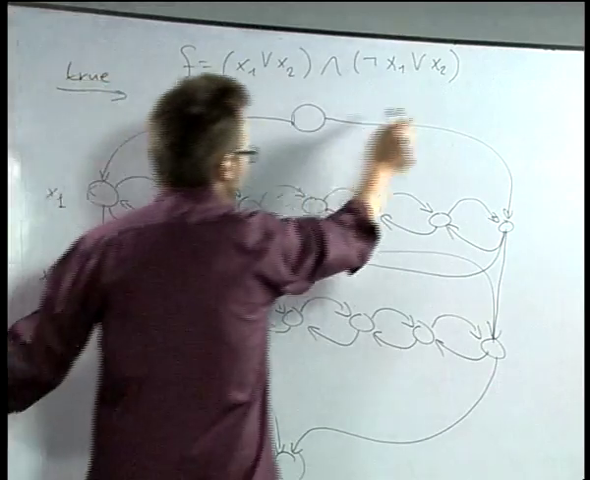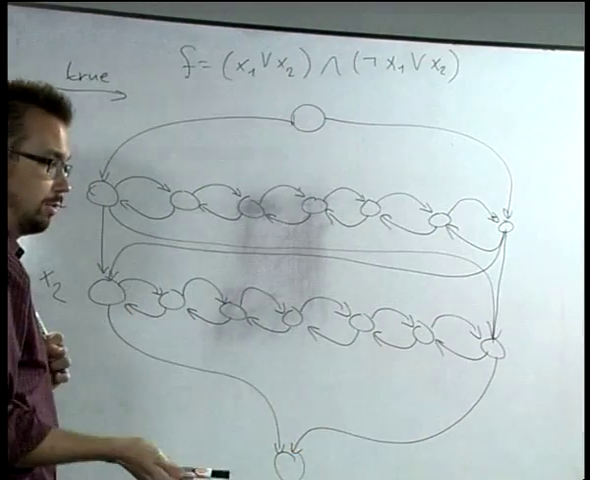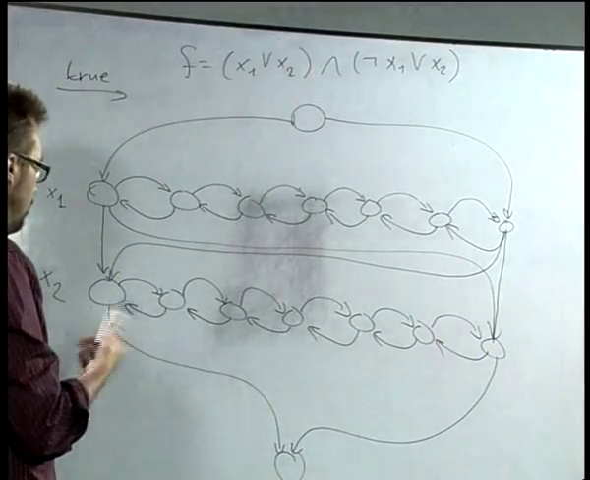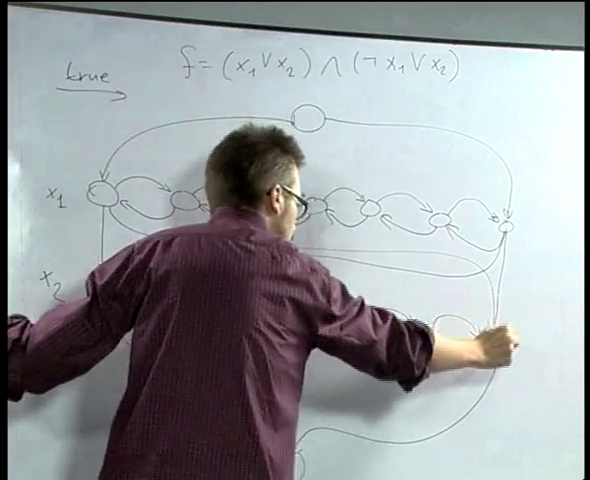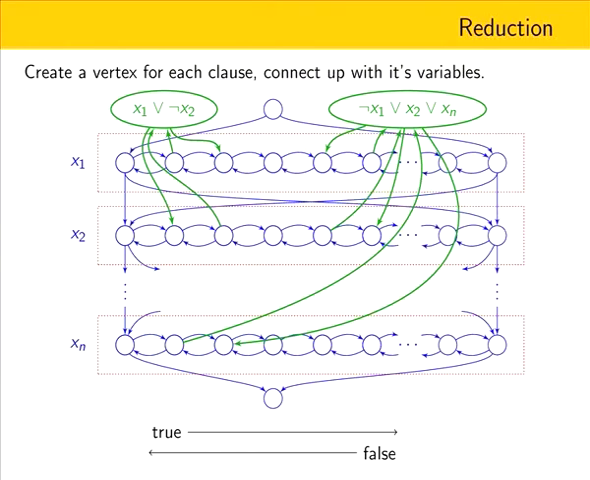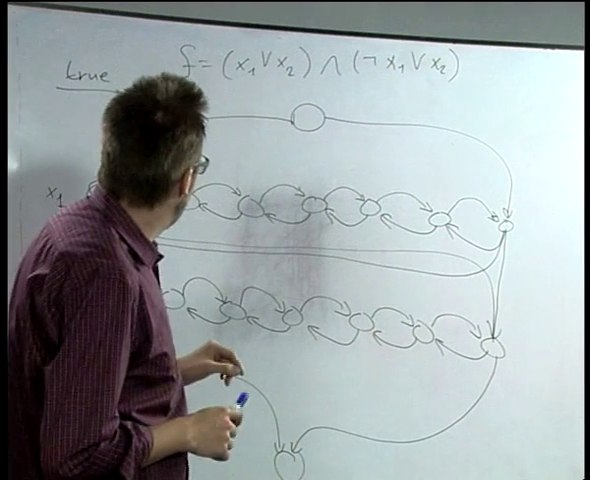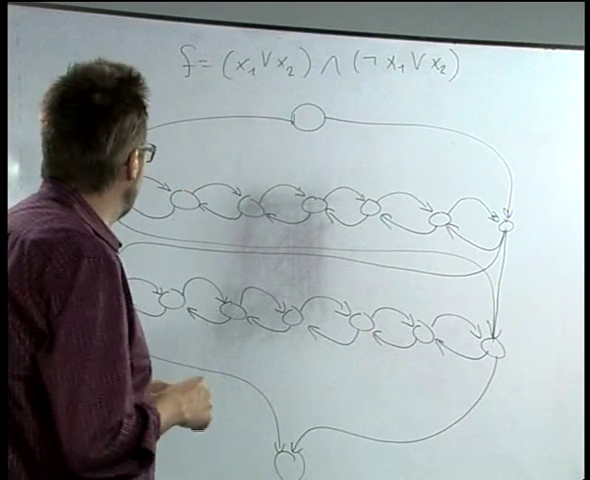Then we can do like so: x1 false, x2 true. And then finally we can do this walk, which corresponds to x1 being false and x2 being false. So so far we only have the basic framework for making sure that we can make variable assignments. Now we're going to add the clauses and show that these variable assignments will correspond directly to satisfying the clauses.